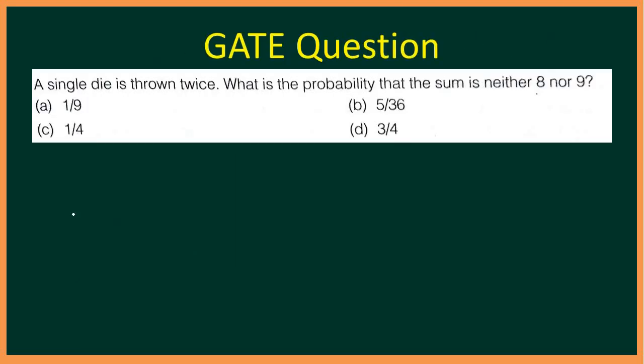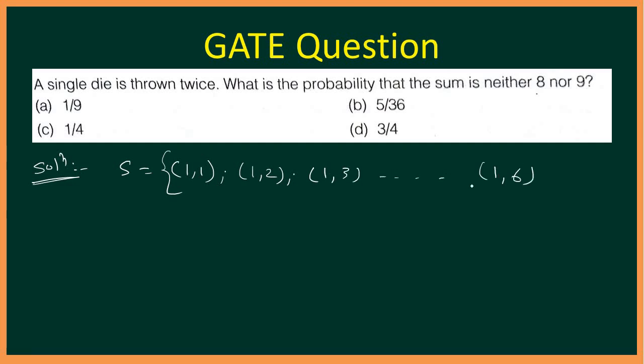Okay, so let's solve this question. First of all, let's consider what our sample space is. We are considering throwing two times as a sample space. So our sample space will be like this. Let's suppose we get 1 the first time and 1 the second time. Similarly, 1 in the first time and 2 in the second time, 1 in the first time and 3 in the second time, like this, up to 1 in the first time and 6 in the second time.